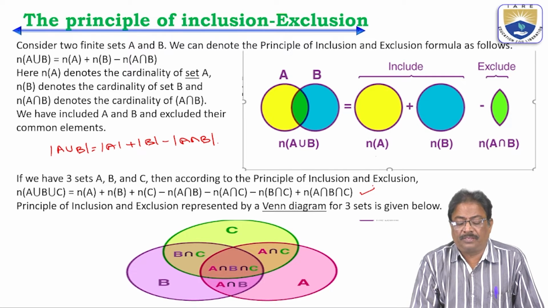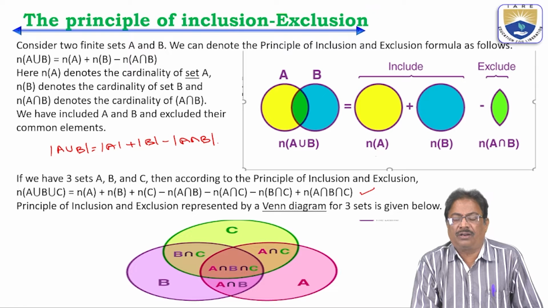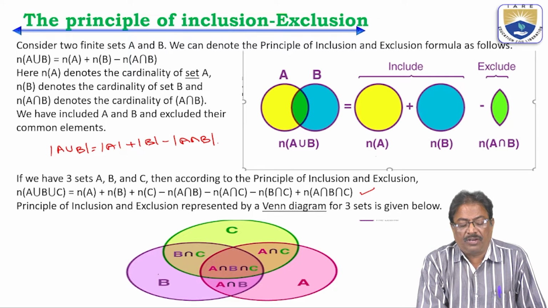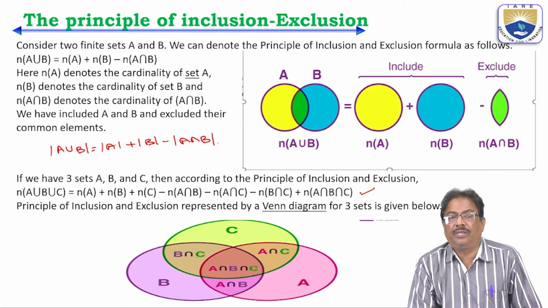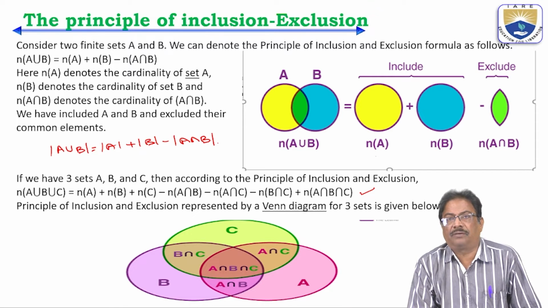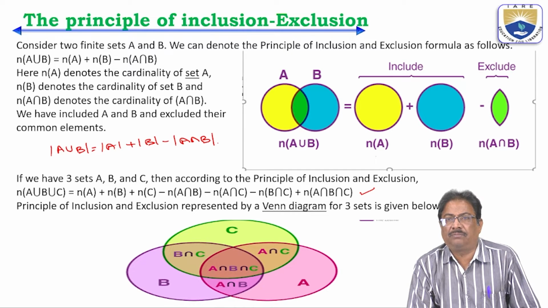three sets. That means the number of elements of A union B union C is equal to the number of elements in A plus the number of elements in B plus the number of elements in C minus the number of elements in A intersection B, the number of elements in A and C, minus the number of elements in B and C, plus the number of elements in A and B and C.